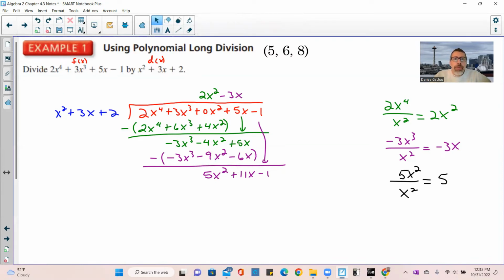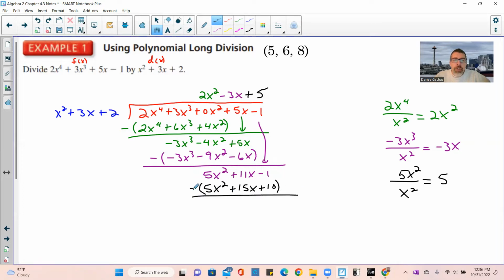All right, so here we go. I'm going to put a positive 5 here. So 5 times x squared is 5x squared. 5 times 3x is 15x. 5 times 2 is 10. Subtract the whole thing, and I get 5x squared minus 5x squared is 0. 11x minus 15x is negative 4x, and negative 1 minus 10 is negative 11.